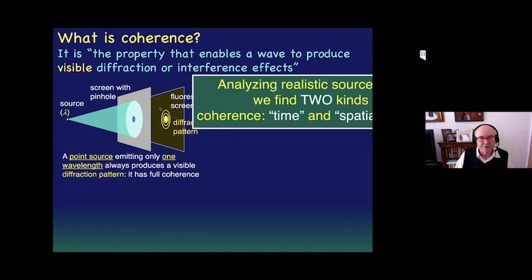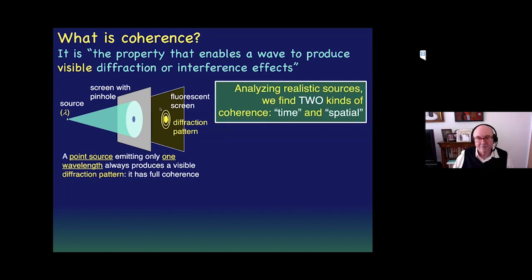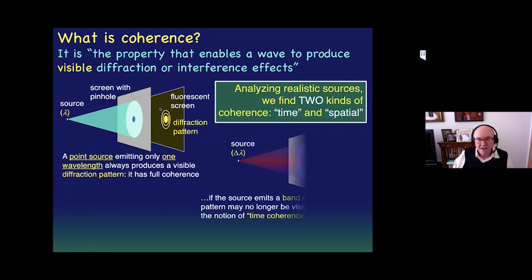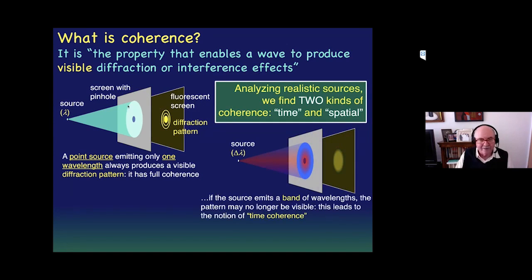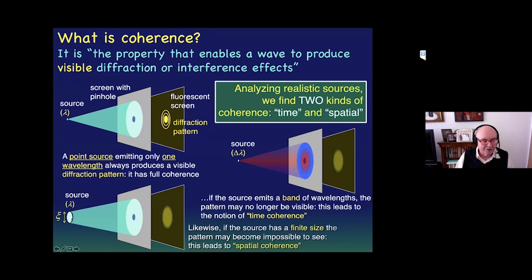Things are changing when you start relaxing these conditions, and we'll discover two aspects in coherence. First of all, if instead of having a single wavelength, like here, you get a wavelength band, then you may discover that you no longer have a visible diffraction pattern. And this is what is called time coherence or longitudinal coherence. Second, if instead of having a point source, you have a source with a finite size, once again, you may discover there is no pattern anymore. And so you have a second kind of coherence, which is called spatial coherence.